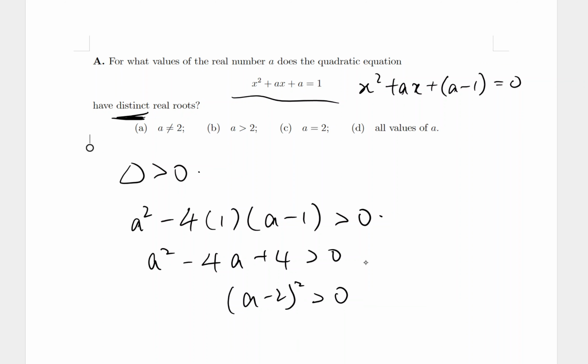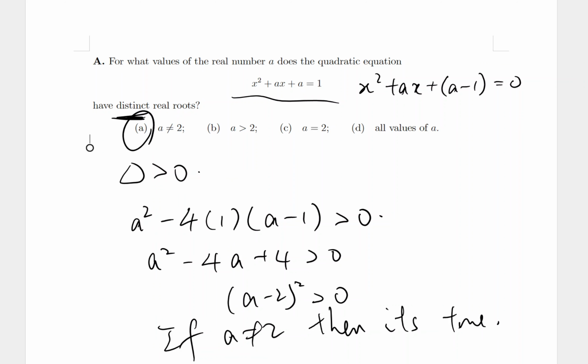And what happens here? It's quite interesting. So it's sort of a perfect square. And perfect squares are always greater than 0, right? Except when a equals 2. So if a is not 2, then it's fine. Then it's always true, right? So that gives us our answer straight away, really. It's quite a simple question to start with. So that's it, okay? As long as a is not 2, then the equation will have distinct real roots.